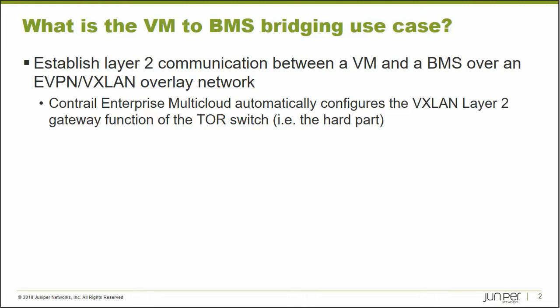And what Contrail Enterprise Multicloud is going to do for you is automatically configure the VXLAN Layer 2 gateway function of the ToR switch, which, if any of you have configured EVPN VXLAN on a QFX switch, you know that's probably the hardest part of the whole thing. So Contrail Enterprise Multicloud will do that for you.